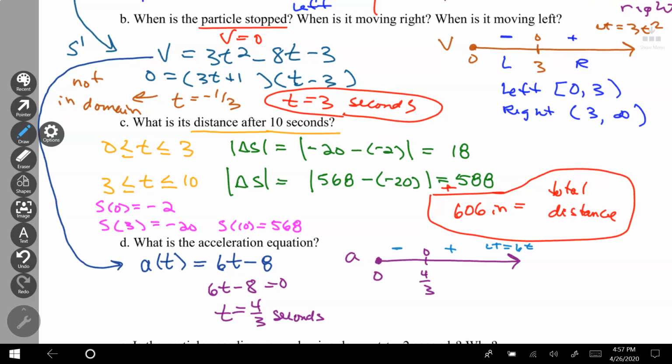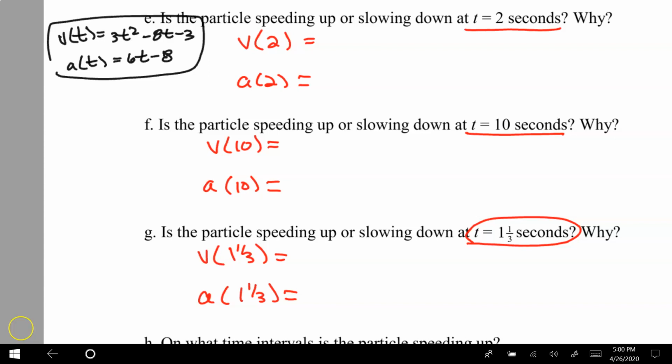So basically what's going on at t equals 4/3, the velocity is at a minimum, because my acceleration goes negative, 0, positive. It means it bottoms out. I'm going to keep this in mind when I do more of this problem.